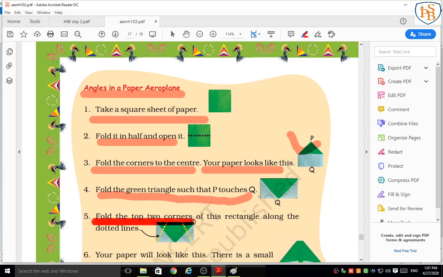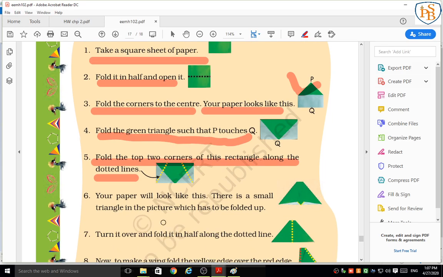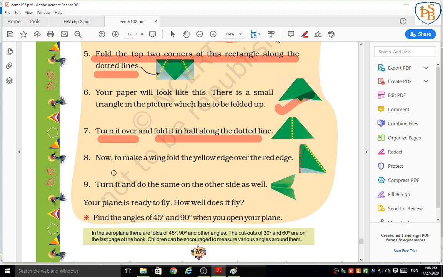Now fold the top two corners of this rectangle along the dotted lines. After that, what you have to do here? Fold the top two corners of this rectangle along the dotted line. Then you will look like this. There is a small triangle in the picture which has to be folded up. Then turn it over and fold it in half along the dotted line. Done, students? Okay, very good.